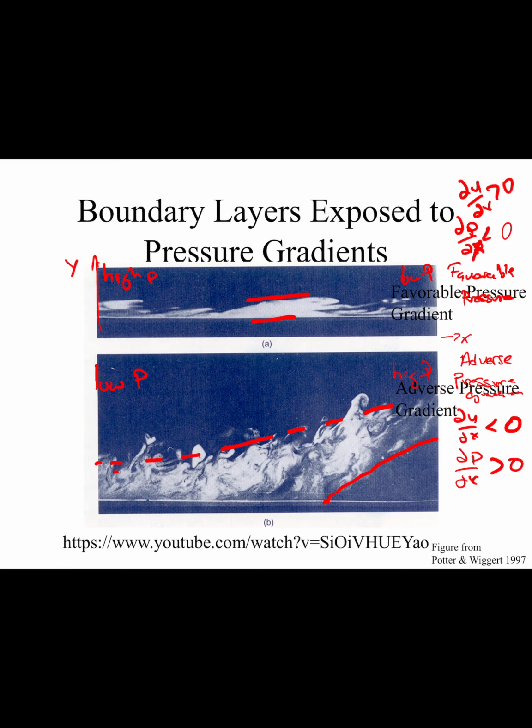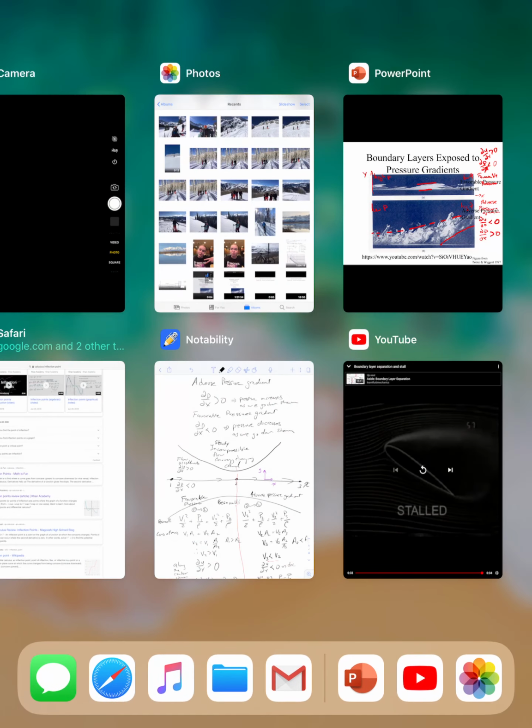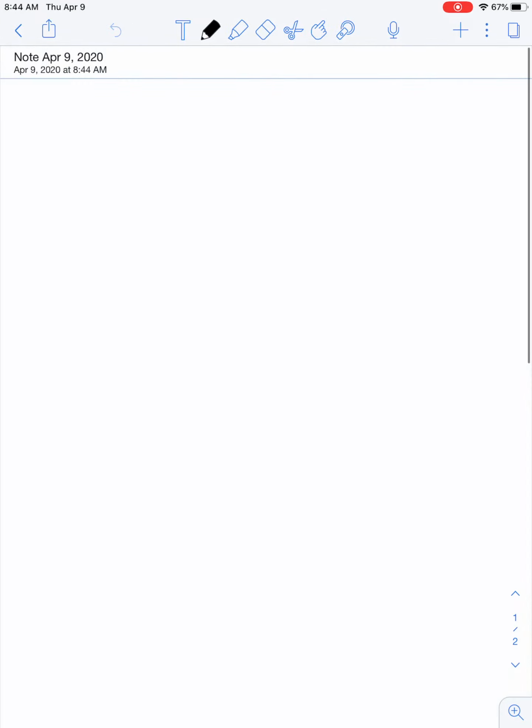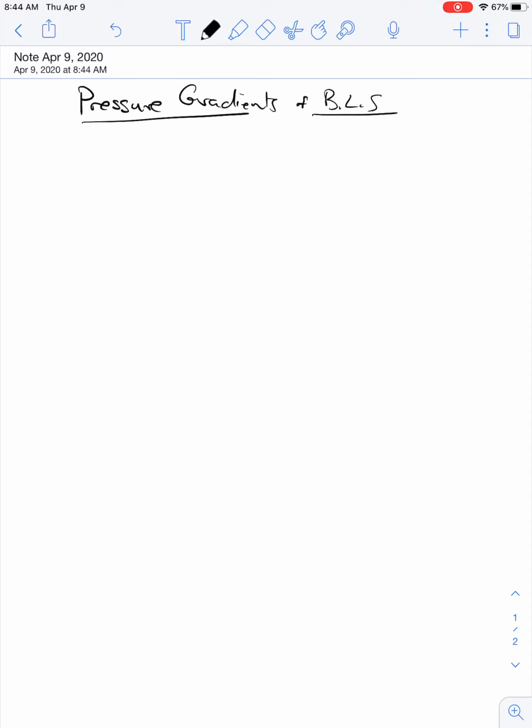So what I want to do now is take a minute to talk a little bit more about what I mean by adverse and favorable pressure gradients, and what the impact is on the flow. So let's go ahead and start a new note here for you guys. The adverse pressure gradient is what we were talking about, but we're talking about just pressure gradients in general. So let's say pressure gradients and boundary layers.